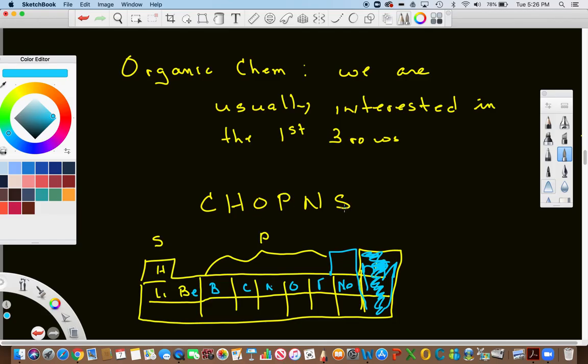Most organic compounds are going to contain carbon, of course. The next major component is hydrogen. Then they can also contain oxygen, phosphorus, nitrogen, and sulfur. Hopefully a lot of this has been review from your days in Chem 1.